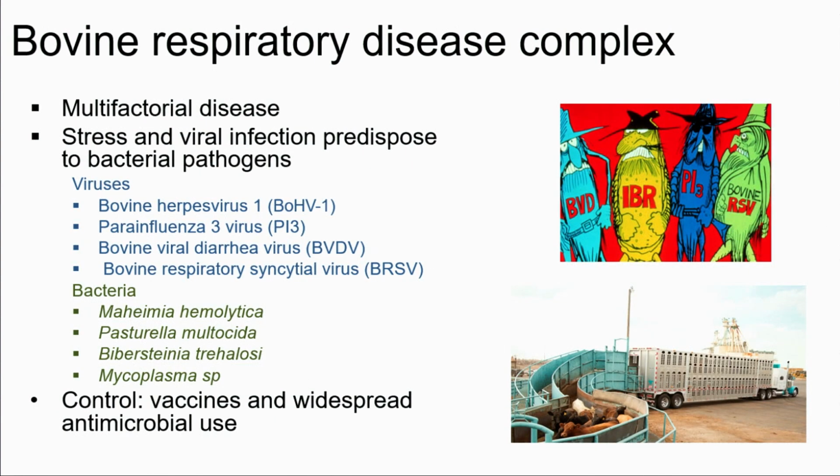So it's a multifactorial disease, and current dogma says that stress, such as weaning stress or transport stress, coupled with a viral infection, decreases the immune defenses and allows bacterial pathogens access to the lower airways and cause pneumonia and disease. And our control programs so far center around the use of vaccines and also widespread antimicrobial use, both as metaphylaxis and as treatment.